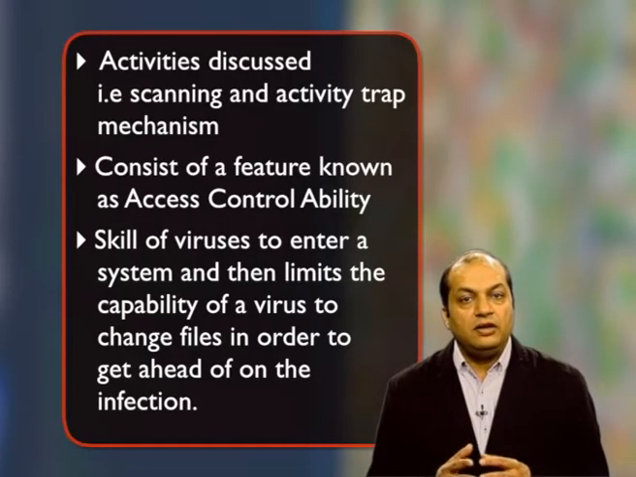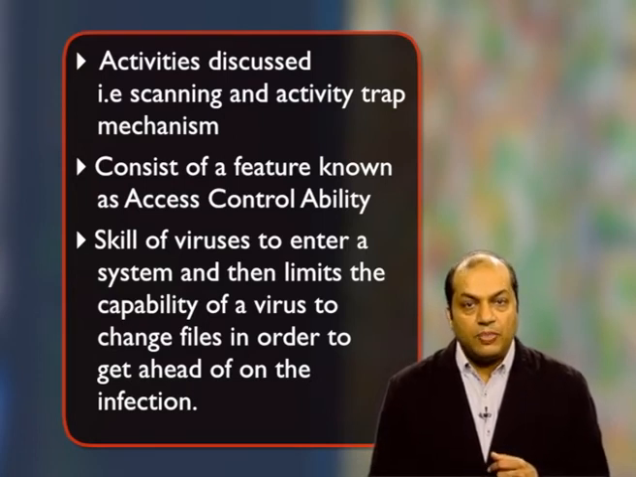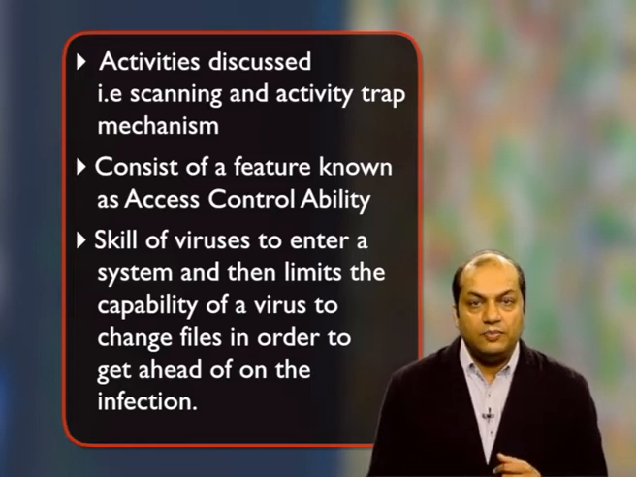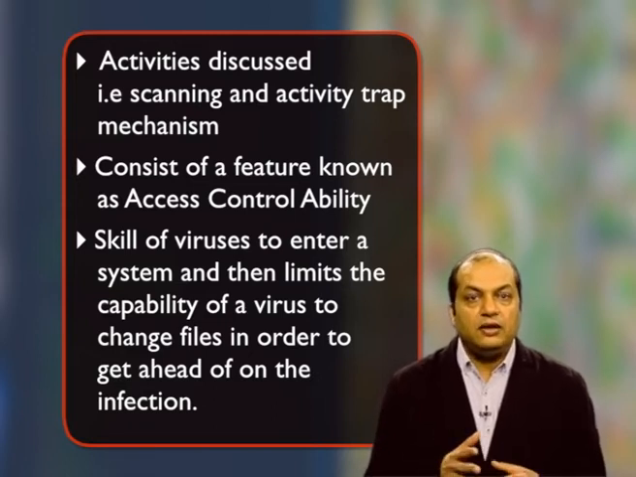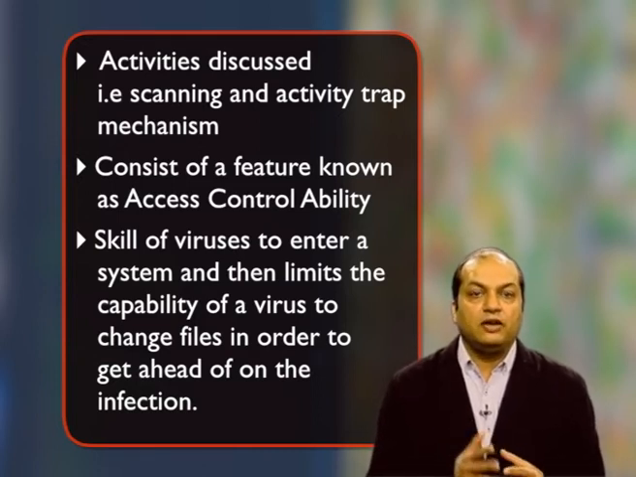Fourth generation, full featured protection. This procedure consists of a number of antivirus techniques used in combination. These include the techniques discussed above, which are scanning and the activity trap mechanism. In addition, they consist of a feature known as access control capability, which confines the ability of viruses to enter a system and then limits the capability of the virus to change files in order to get ahead of the infection. So, this was all about the viruses.